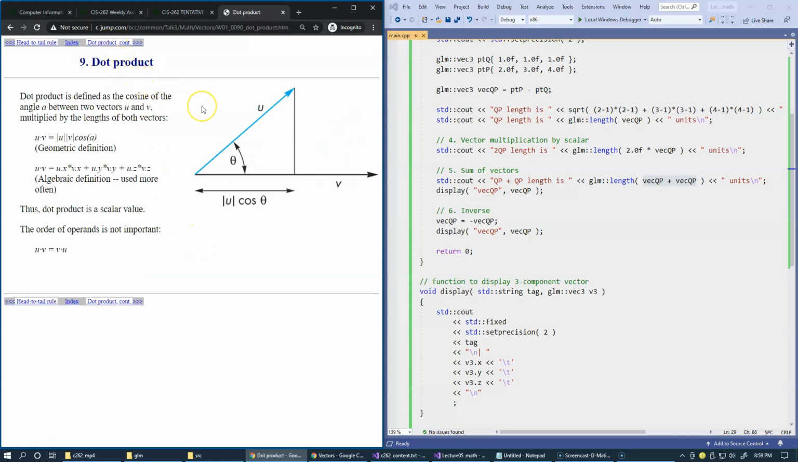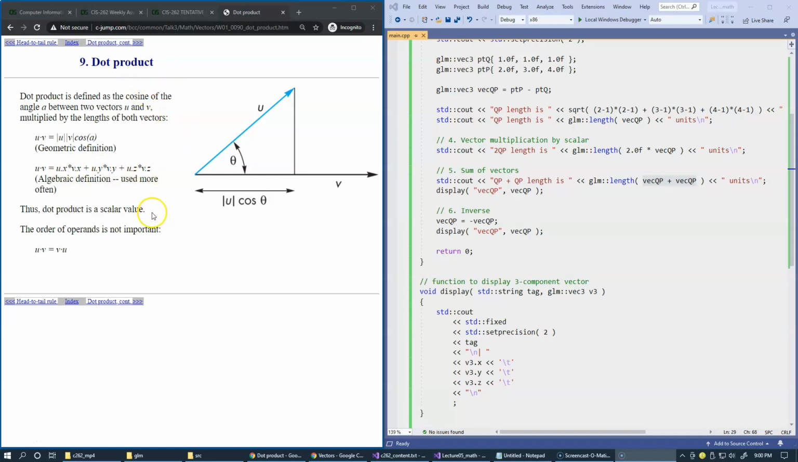The next operation available in vector math is the dot product of two vectors. The dot product is defined as the cosine of the angle between two vectors, u and v, multiplied by the lengths of both vectors. This is the geometric definition of the dot product, but there is also an algebraic definition, which is used more often. Here you can see it's simply the result of multiplying each vector's components x, y, and z together and adding them to generate the resulting dot product.